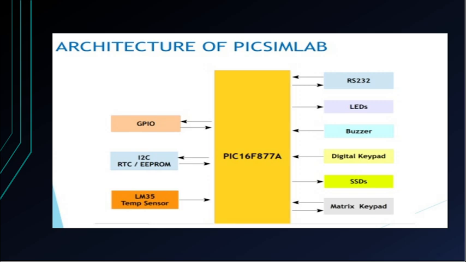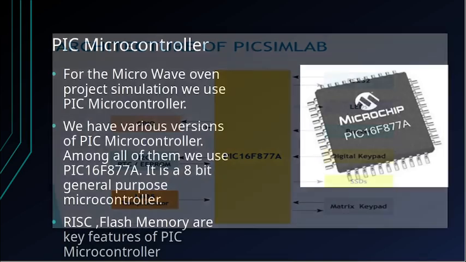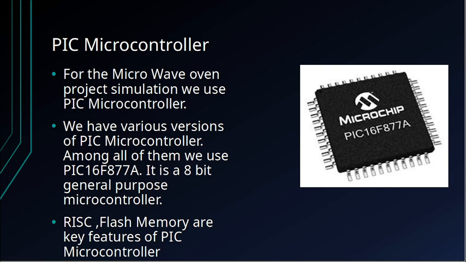And GPIO is also a bilateral element which takes the input from the PIC and gives output from its sensors, and the others have been mentioned here. The LM35 temperature sensor takes the reading from the outside environment, and I2C RTC and EEPROM store the memory in it. And coming to the PIC microcontroller, for the PIC microwave oven project simulator, we use a PIC microcontroller. We have various versions of PIC microcontrollers. Among all of them, we use PIC 16F877A. It is an 8-bit general purpose microcontroller, where RISC and flash memory are the key features of this PIC microcontroller.